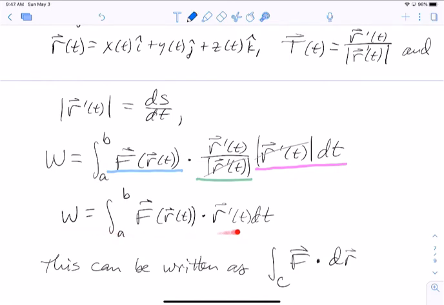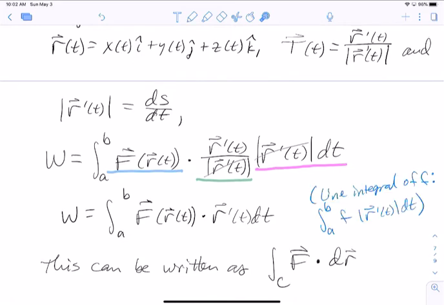Now I'd like to compare this line integral that we've just written with what we saw in a previous video, namely that a line integral of f is given by the integral from a to b of f times the magnitude of r prime dt.